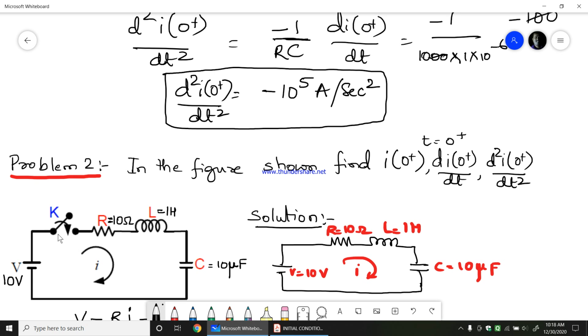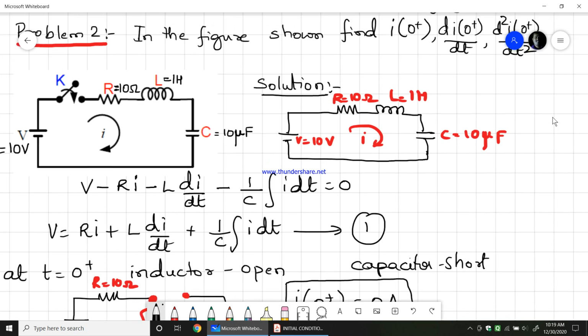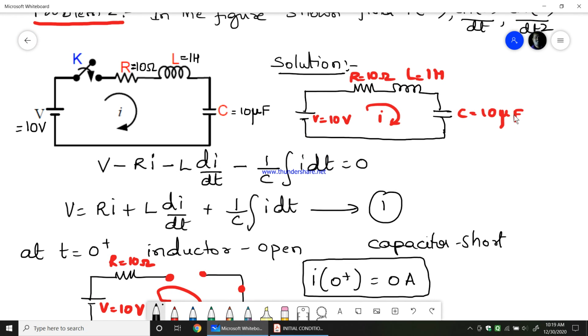First of all, we'll assume that switch K is closed at t equals 0, and we'll draw the diagram as shown on the screen. So we have a voltage V equals 10 volts, R equals 10 ohms, L equals 1 Henry, C equals 10 microfarad.